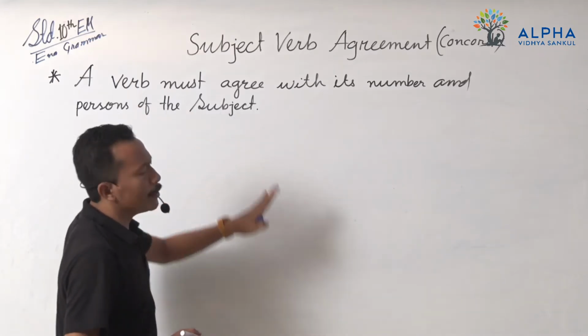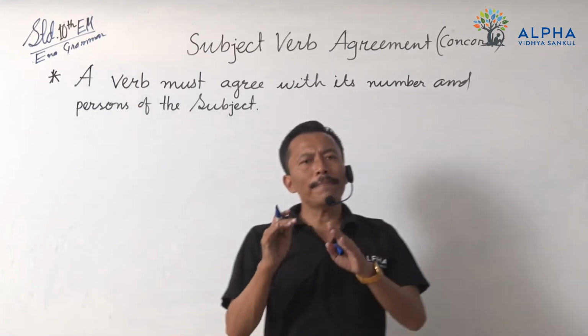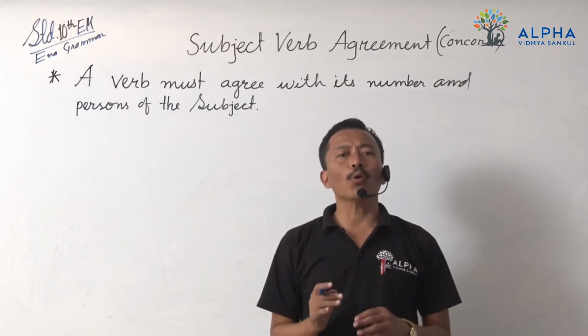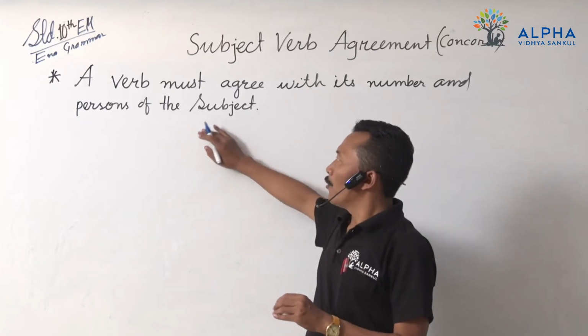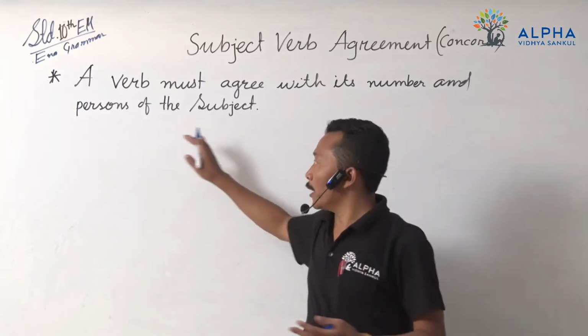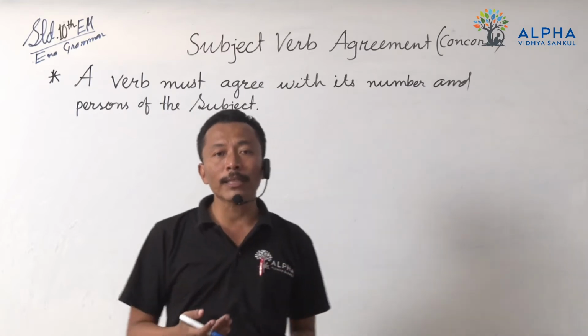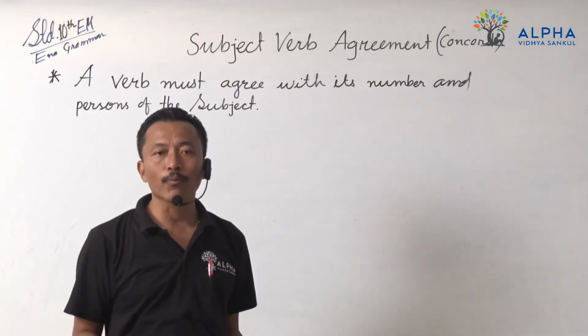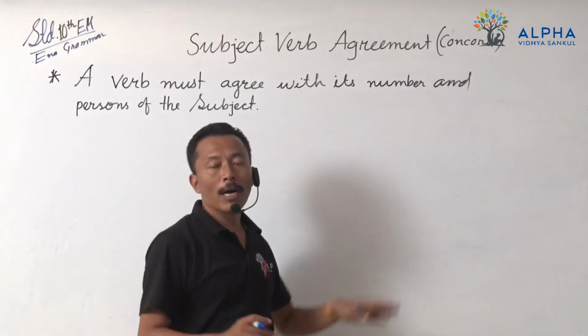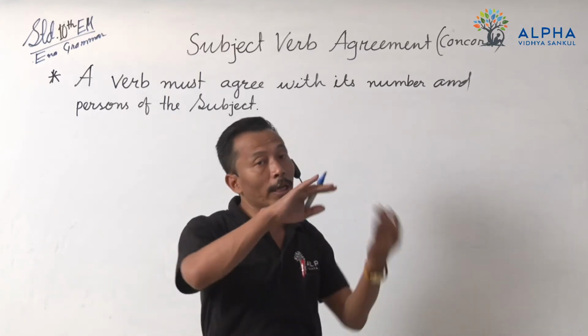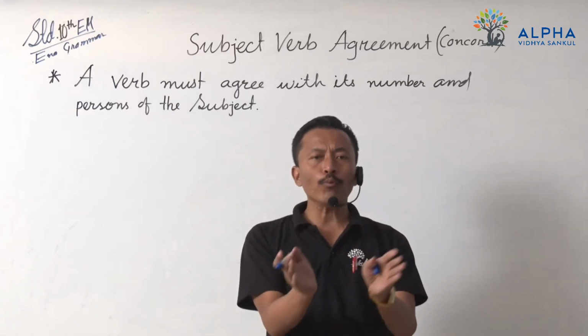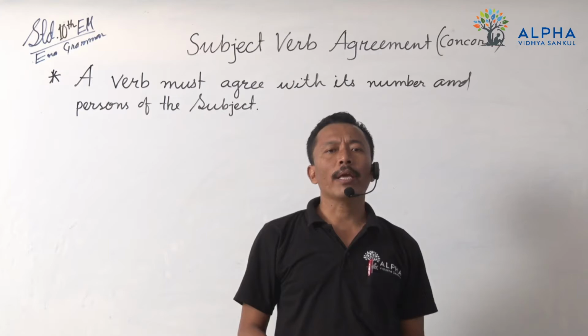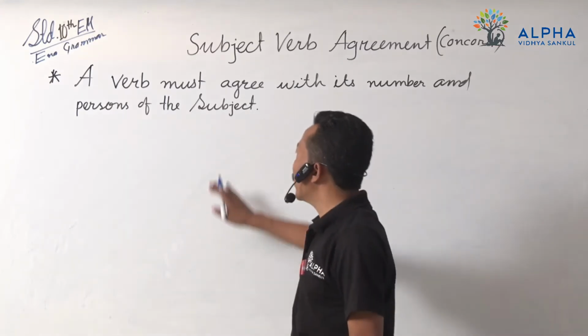Here it means that a verb must agree, it has to follow the subject. The subject has a person: first person, second person, third person, we have learned. And this is number. How many numbers? Two numbers, singular or plural. According to that, we have to put the verb. Okay, first of all, we have to see the subject.